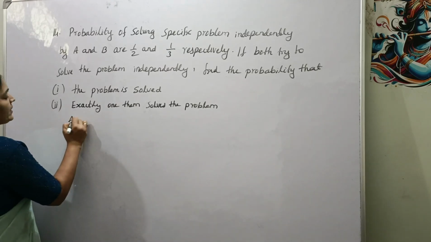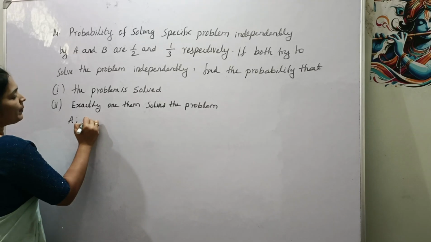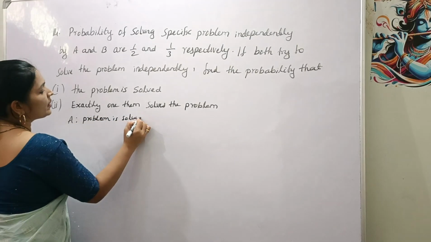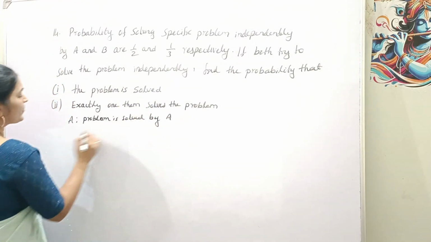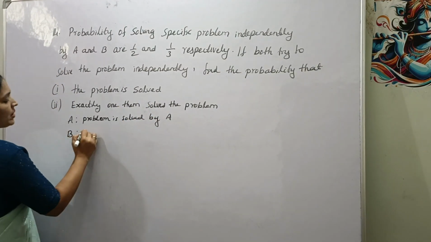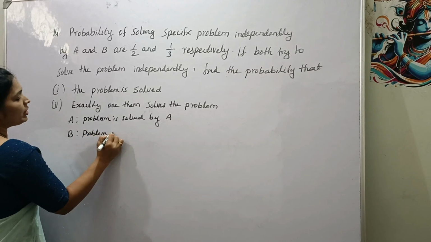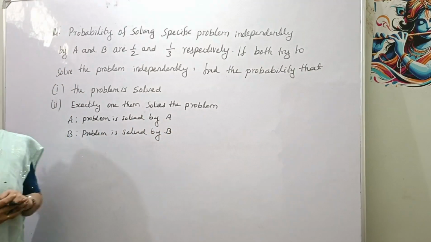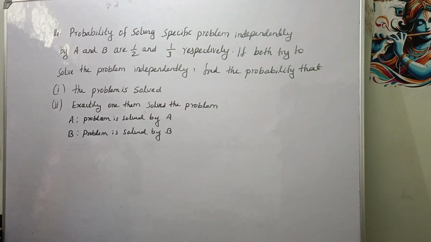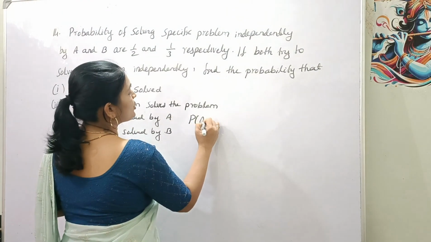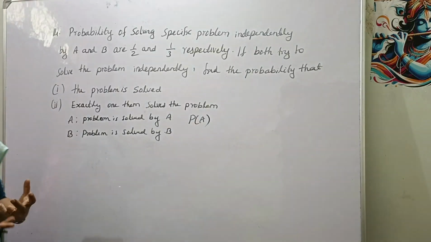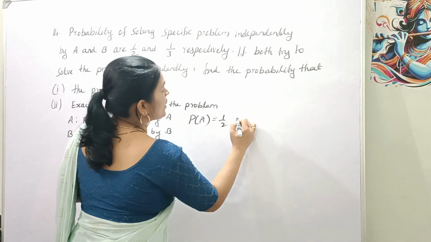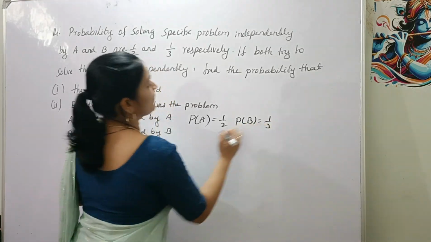So here, first of all, let A be the event: problem is solved by A. And B be the event: problem is solved by B. Now, what is probability of A? Probability of A, that is problem solved by A, is 1 by 2, and probability of B is equal to 1 by 3.